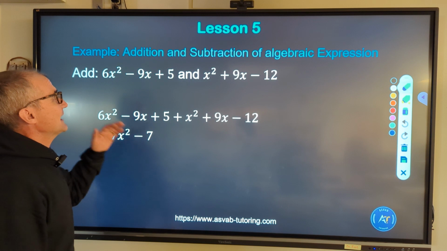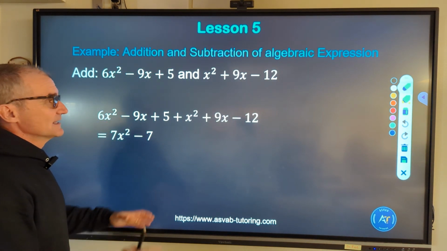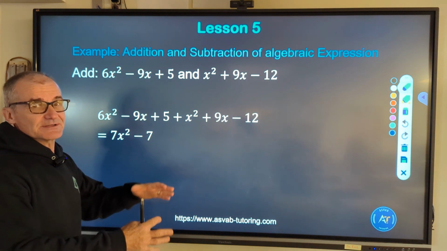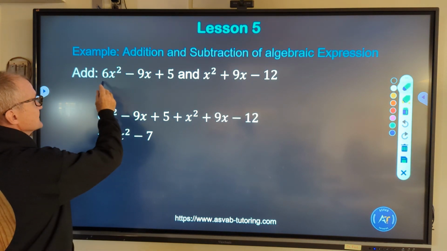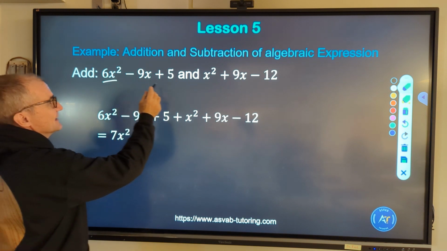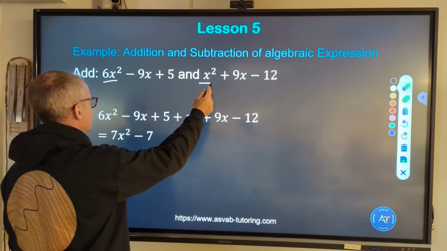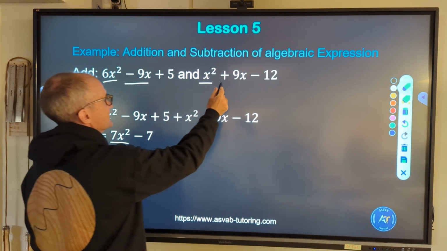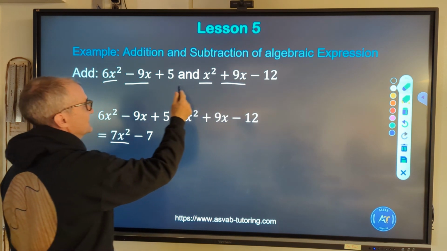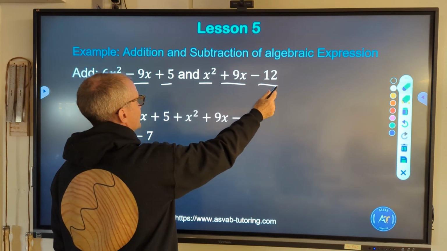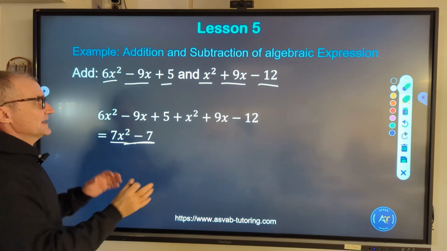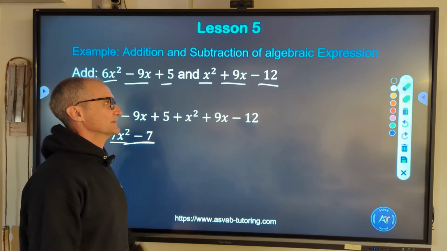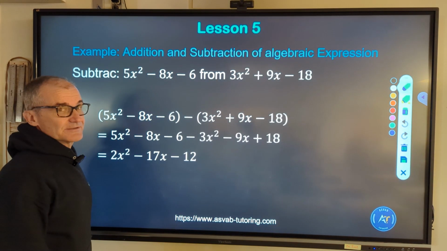Okay, let's start looking at adding and subtracting algebraic expressions. Again, you can only combine similar things. So your x squareds would go together, your x's would go together, your numbers together. So if I have 6x squared and I'm adding x squared to it, that's going to give me that 7x squared. Negative 9x plus 9x is 0. 5 and negative 12 is negative 7. So I'm just combining similar things. 9x and x squared are different things. They cannot be added. They can't be combined. Only similar things.